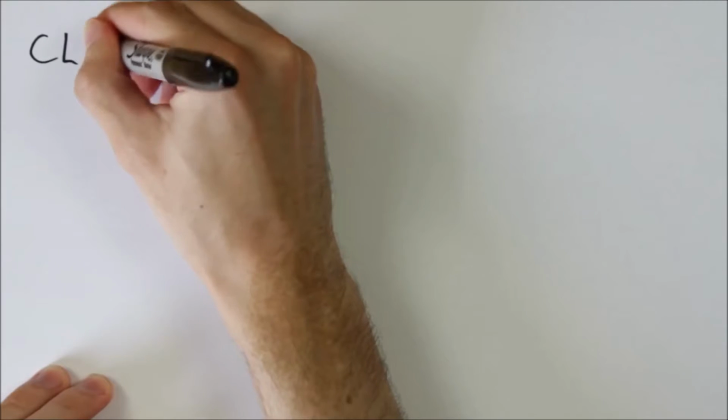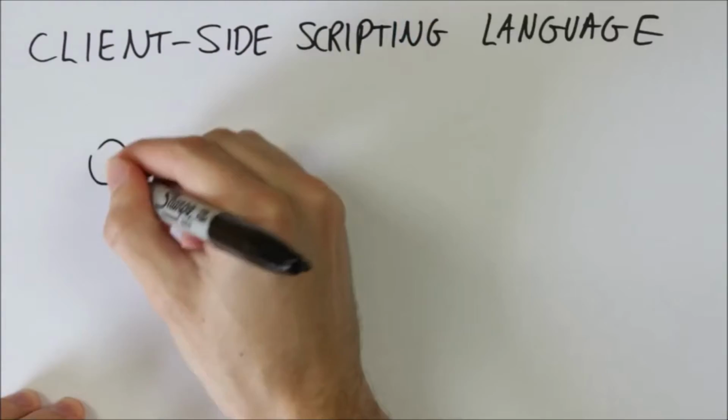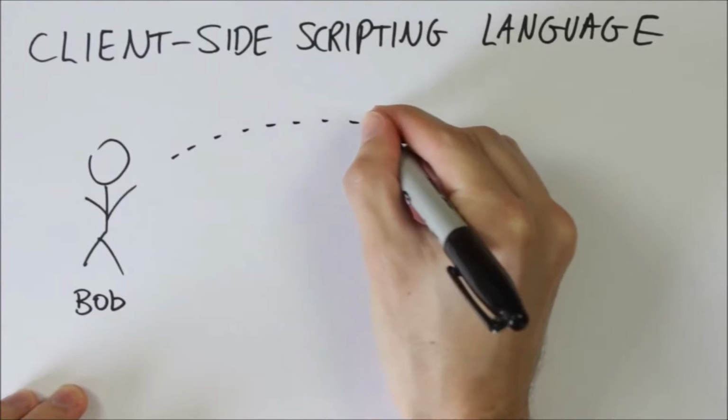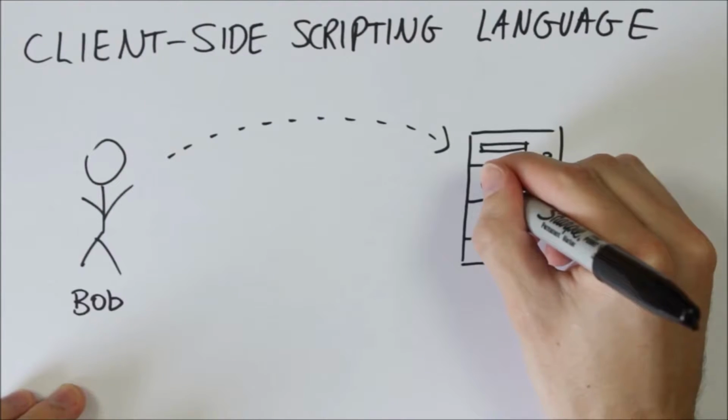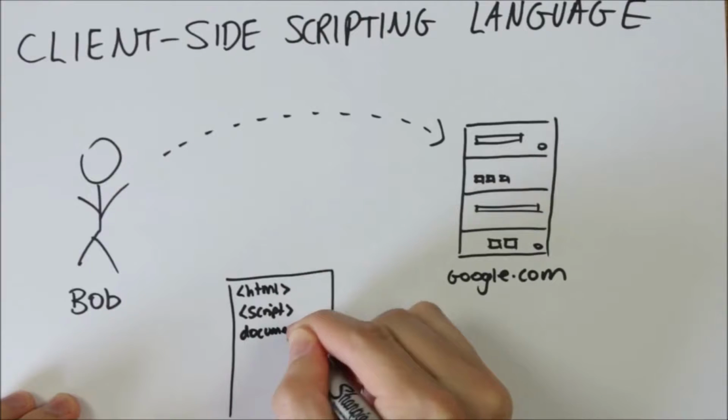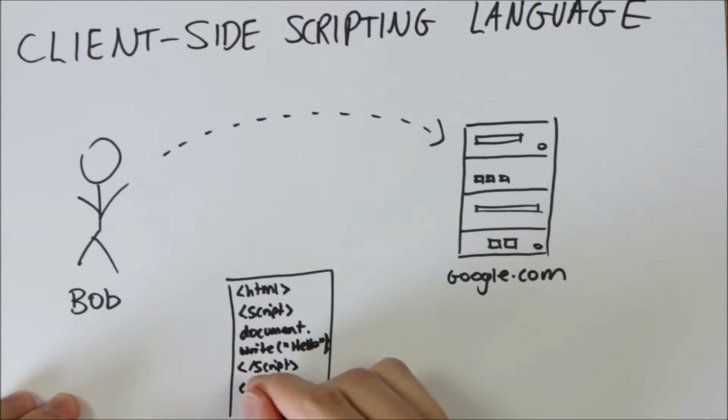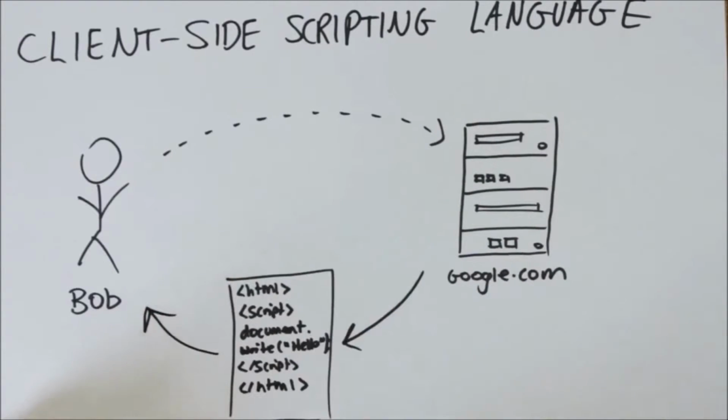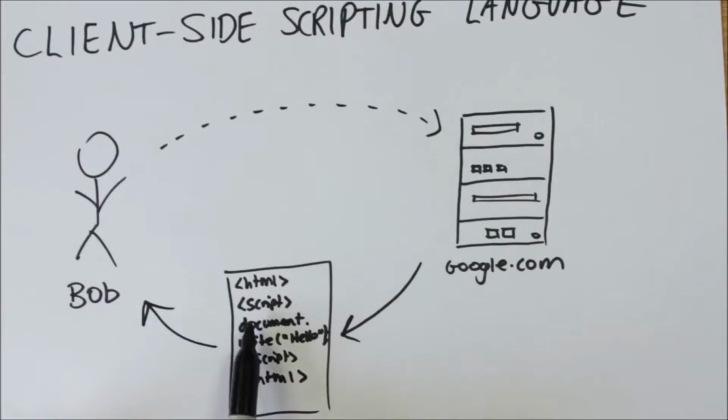JavaScript is a client-side scripting language. That means that when a user goes to a website, the web server will send an HTML file back to the user and it will include the JavaScript code. The user could look at this code if they want to. The user's browser then executes the code when it's processing the page.